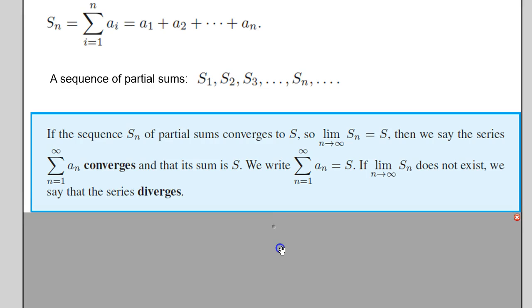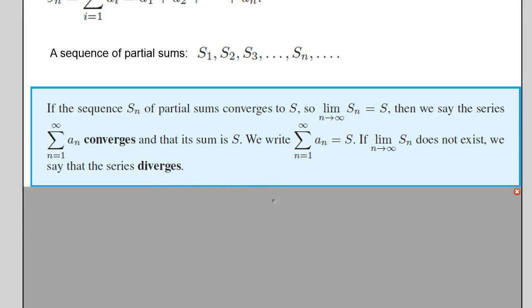We say it converges to some value s if, as n goes to infinity, all the partial sums also tend to go towards that s. Then we say that the series converges. The series, not a partial sum, but really the sequence of sums, converges, and the sum is s. If we cannot find a limit because a limit does not exist, then we say that the series diverges. And the series is the summation of a sub n, or the summation of the sequence of partial sums.